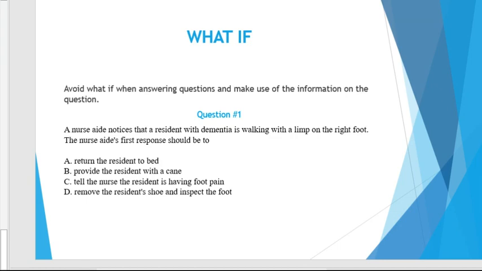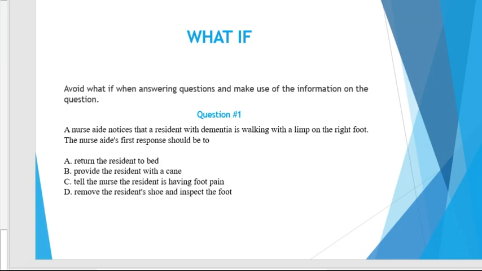Let's take this question. A nurse aide noticed that a resident with dementia is walking with a limp on the right foot. The nurse aide's first response should be to return the resident to bed, provide the resident with a cane, tell the nurse the resident is having foot pain, or remove the resident's shoe and inspect the foot. Right. So, return the resident to bed.